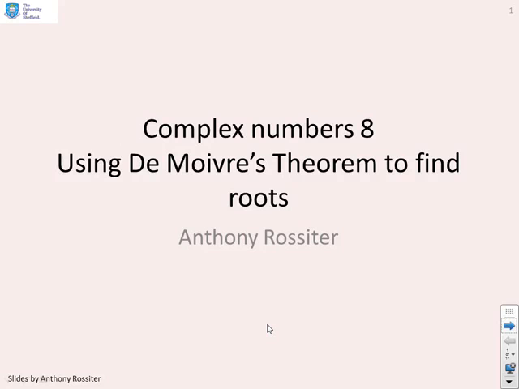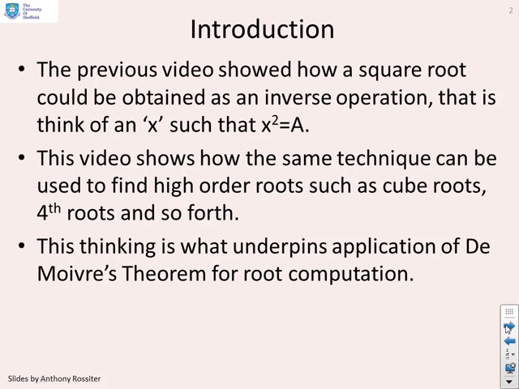This video develops the previous video to show how de Moivre's theorem can be used to find the roots for high-order roots like third order, fourth order, and so on. So the previous video showed how the square root could be thought of or obtained through an inverse operation. That is, think of an x such that x squared equals a.